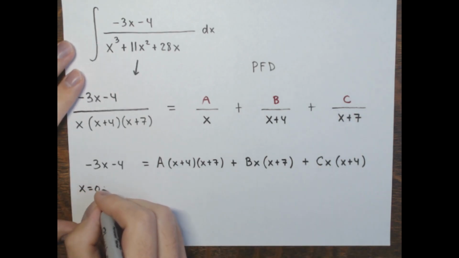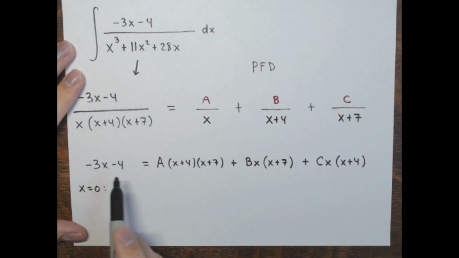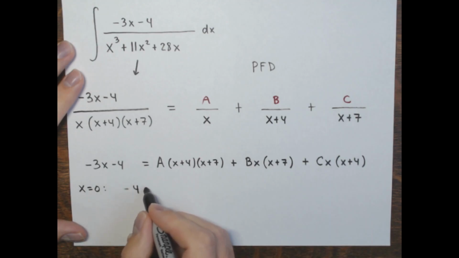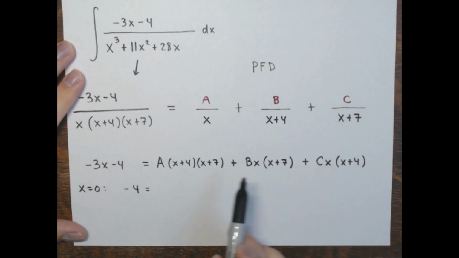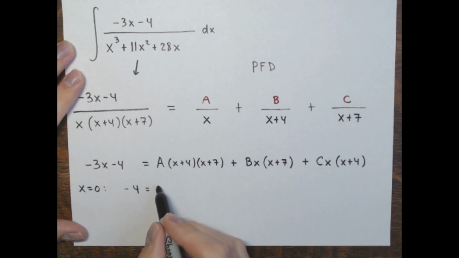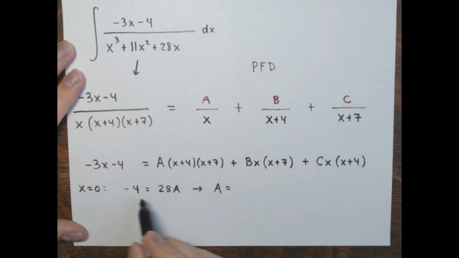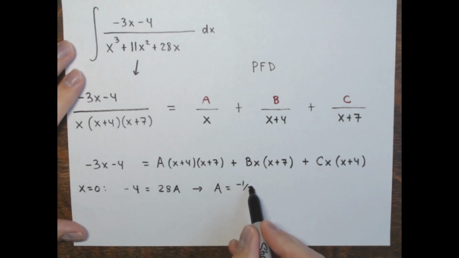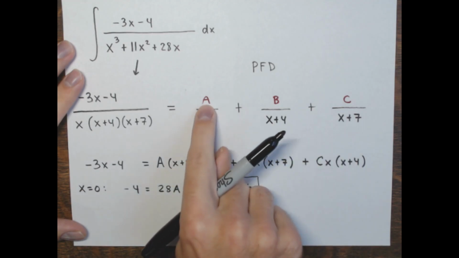So I have x be 0 to start. Now, if x is 0, the left side would be negative 4. And the right side, again, the B and C terms would disappear, and I'd have 0 plus 4 times 0 plus 7, 4 times 7, 28A. And so now I can solve for A. A would be negative 4/28, or negative 1/7. All right, so there's the value of A. I'll put that here.